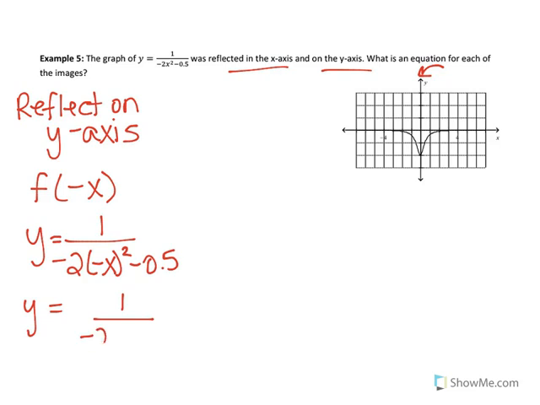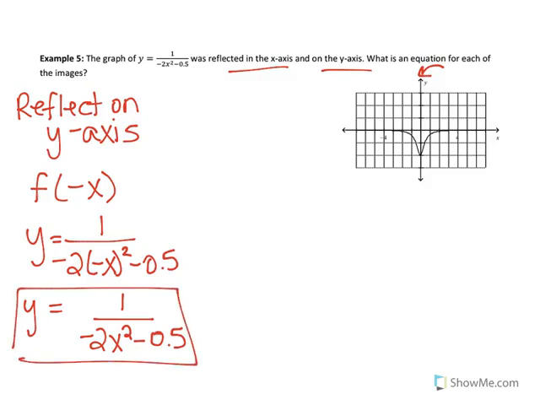So negative x squared is still x squared. So if you look at this, the equation has not changed. And if you think about it, if I was to rotate or flip this on the y-axis, it would still look like this. It wouldn't change at all, right? Because it's symmetrical on both sides. So that's good that our equation didn't change.